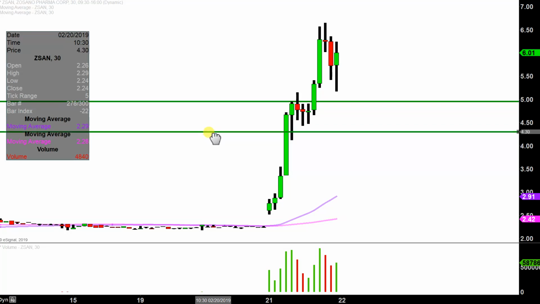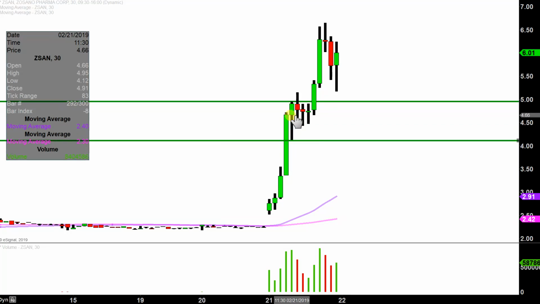Next level of support after that would be the bottom portion of that pretty nasty pullback that occurred, but obviously the bulls stepped in and just bounced very, very nicely. But the bottom of that portion was right around 4.10. So again, near-term supports: $5, and then the 4.10 mark.